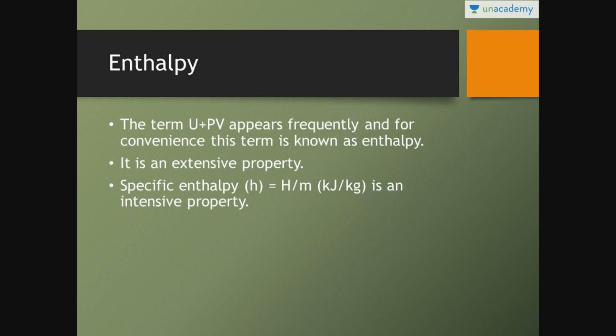Next, what is enthalpy? Enthalpy is defined to make thermodynamics easier so that you can learn the important terms. In thermodynamics, the term U plus PV, that is internal energy plus pressure into volume, was appearing very frequently in the steady flow energy equation, right? So to make thermodynamics easy so that you can solve the numerical problems, U plus PV was given the name of enthalpy, and that's why there are steam tables related to enthalpy at different pressures and temperatures. Just keep in mind U plus PV is equal to enthalpy. It is an extensive property.